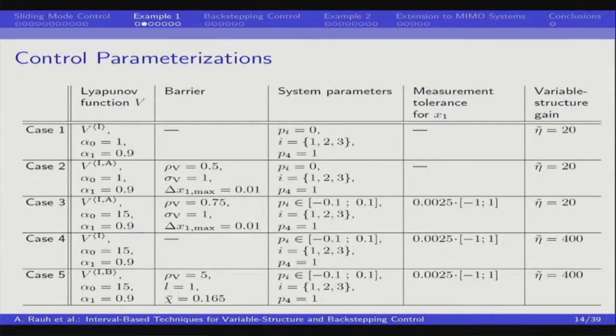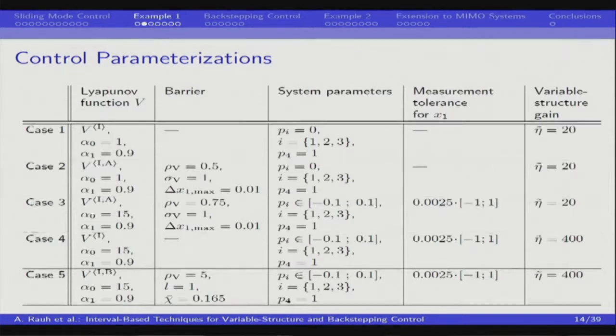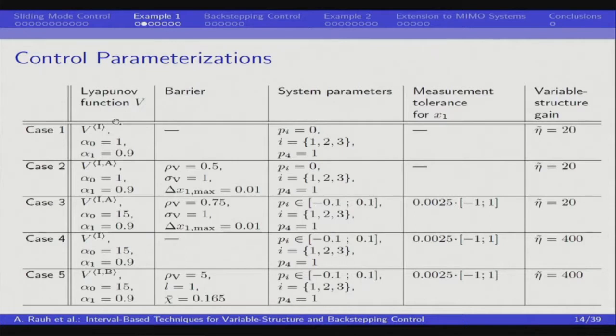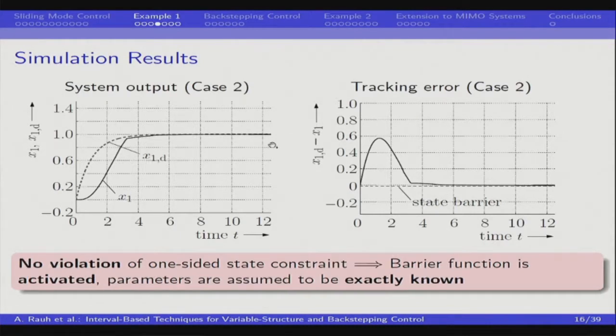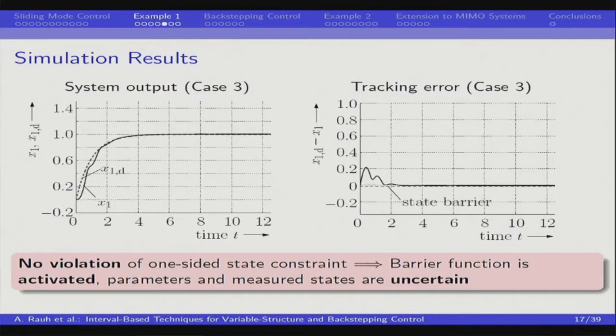First of all, I specify 5 cases, and these 5 cases that I want to specify are Lyapunov function candidates that either take into account the state constraints or not. Going through these details, when we deactivate this overshoot prevention, that means this extension here with the logarithmic function, you see that the actual system output is overshooting the dashed reference trajectory. If we activate the corresponding barrier function, we prevent overshooting, and this holds either in the case that the parameters are exactly known, this is what is given on this slide, or it also holds for cases when the parameters and the measured system states are uncertain.